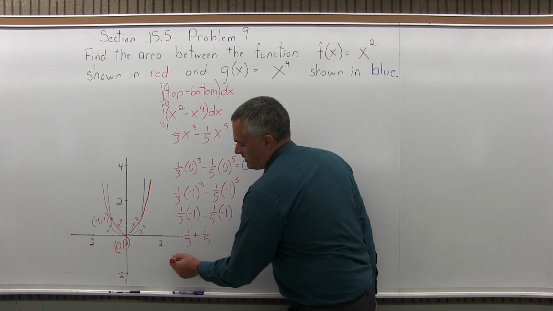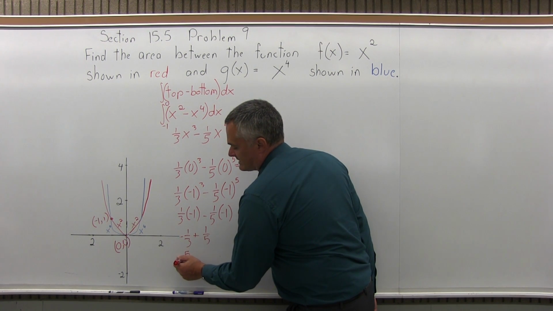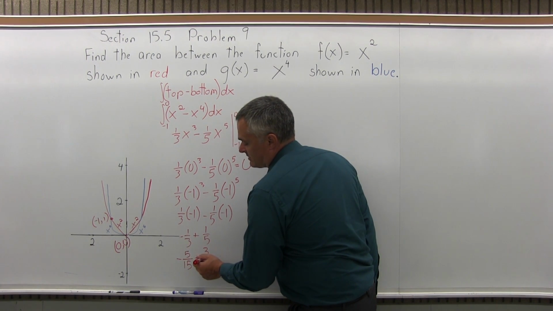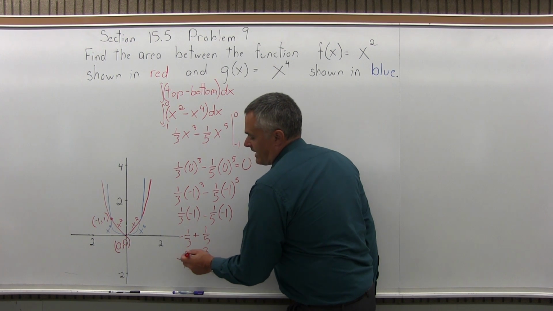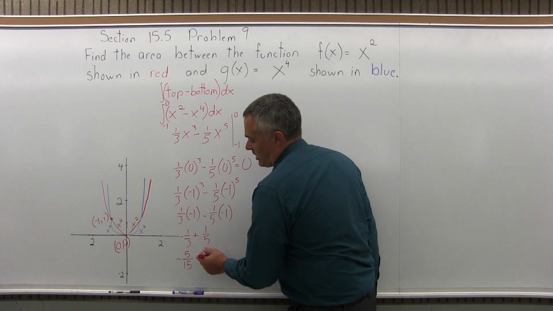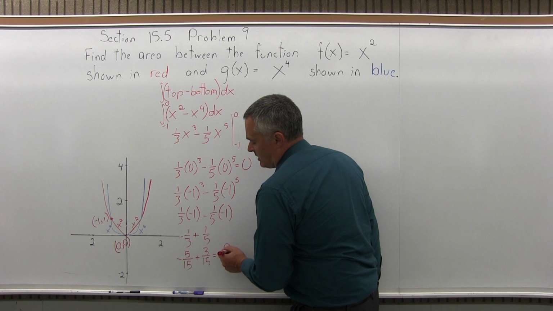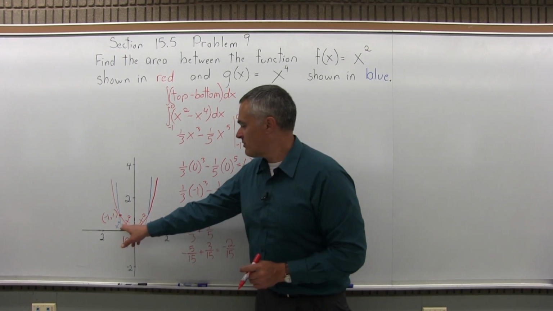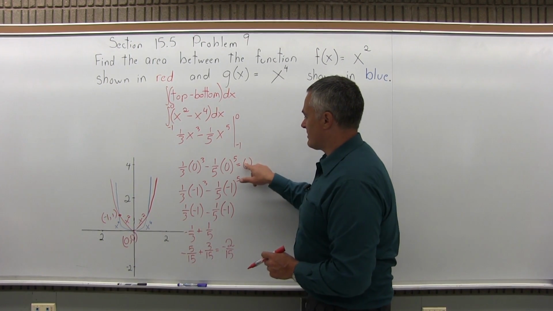15 would be good. The negative 1/3 can be written as negative 5/15. That's still a 1/3. And the 1/5 can be written as 3/15. That's still a 1/5. And now, negative 5 plus 3 gives me negative 2/15 from plugging in my lower limit of integration.